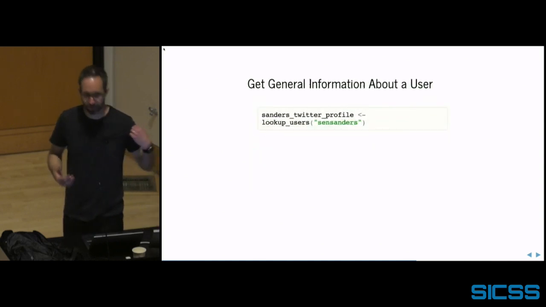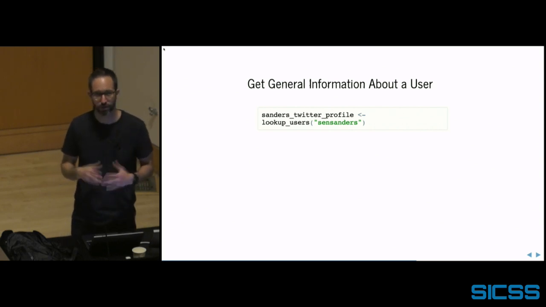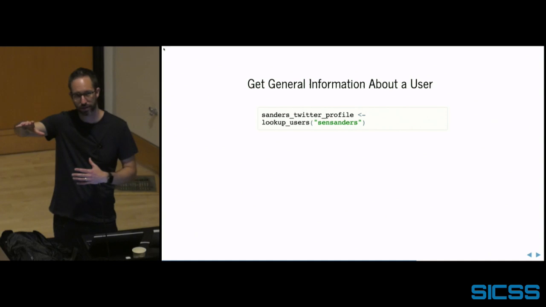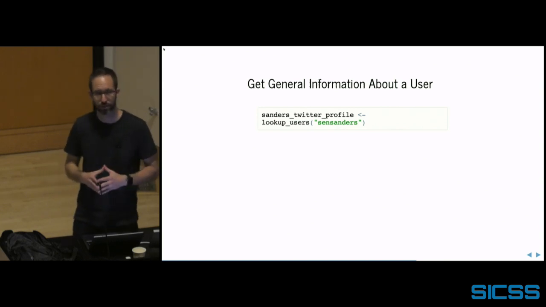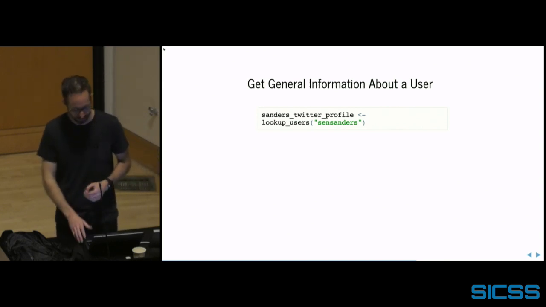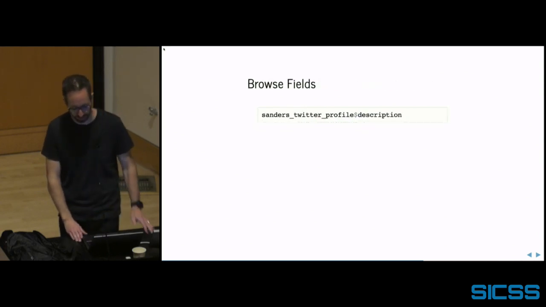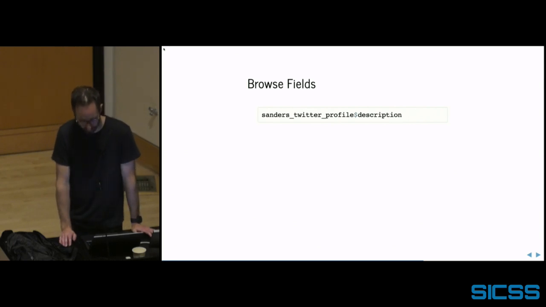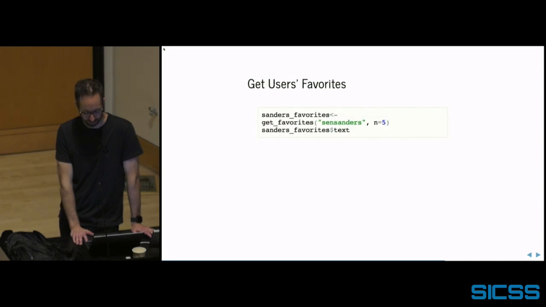We can also get general information from the profile of a given user using the lookup_users function. This will give us things like the biography, the About Me section of a user's Twitter page, maybe their location, the number of followers they have, the number of tweets they've produced, the number of tweets they've favorited or liked, and so on and so forth. And so here we see that rtweet has nicely created a data frame for us called Sanders Twitter profile. And from there we have different fields that we could index. Here we're looking at the description. Here we're looking at Sanders' location, the number of followers, and so on.